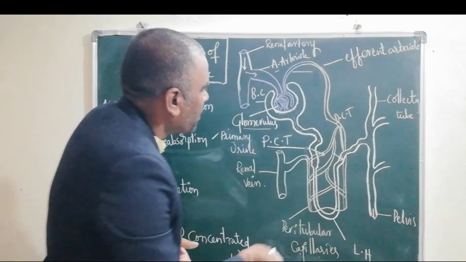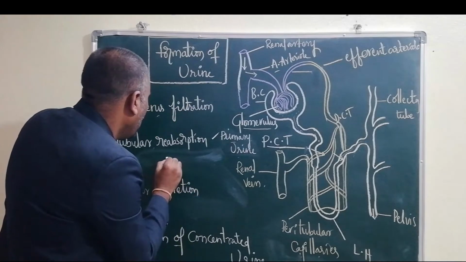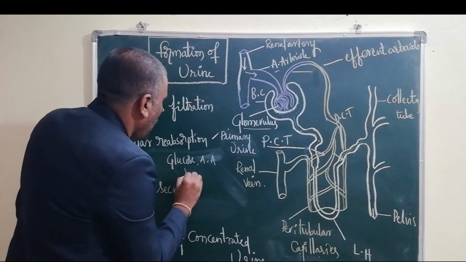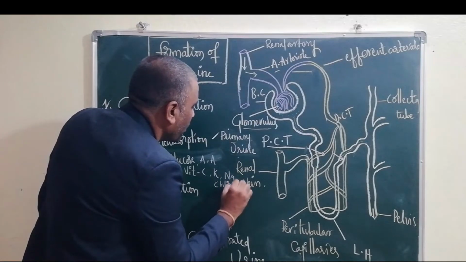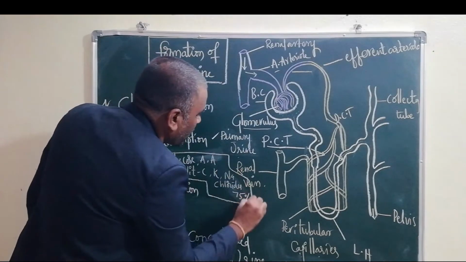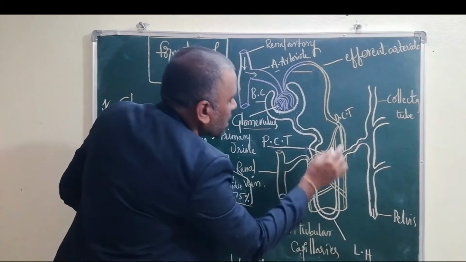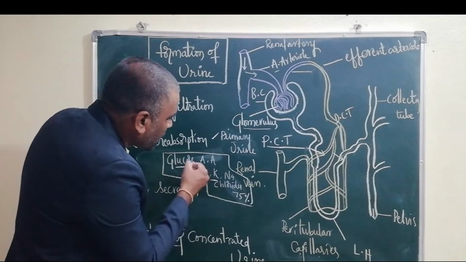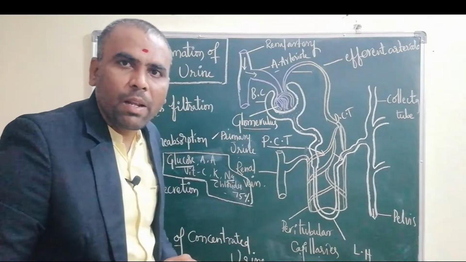But what materials are reabsorbed? Materials like glucose, amino acid, vitamin C, potassium, sodium and chlorides, and 75% of water, are reabsorbed from the PCT into the peritubular capillaries.